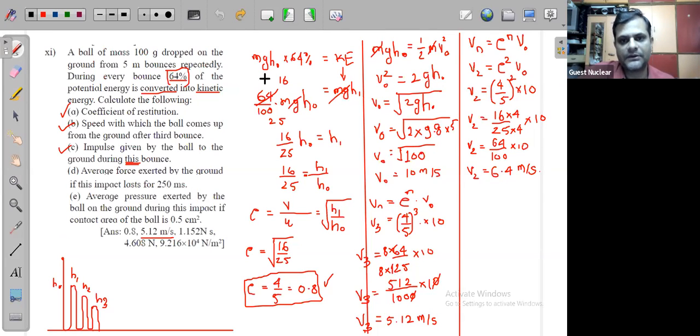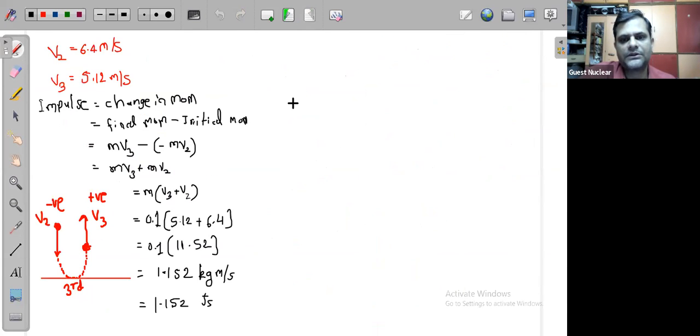That means time is given here. So we already know that according to Newton's second law of motion, force is simply the change in momentum upon time. Correct? So change in momentum divided by time will give us the force, right? So if we replace this change in momentum, which we already found out as 1.152, just put it here in the numerator, and the denominator will be time.